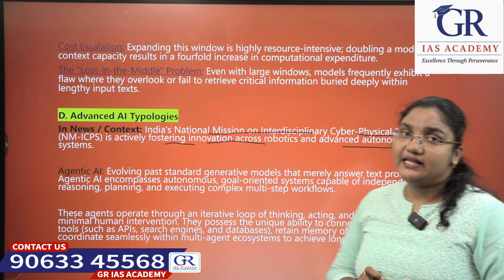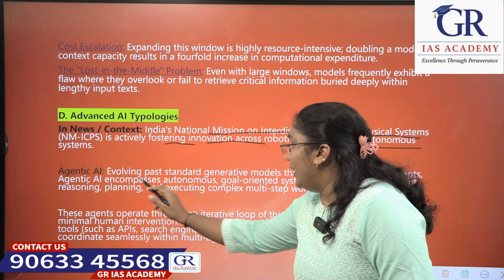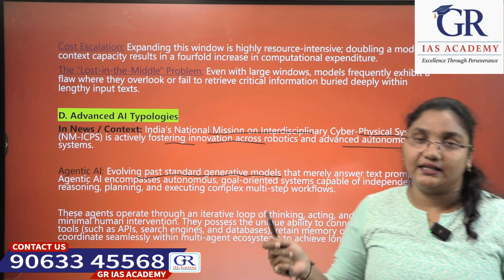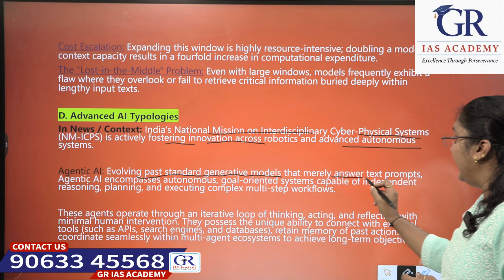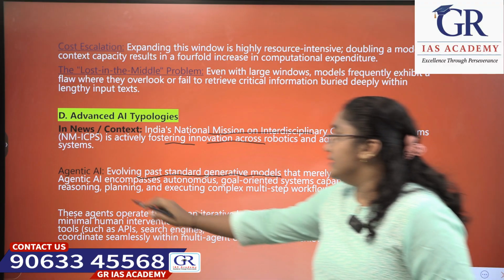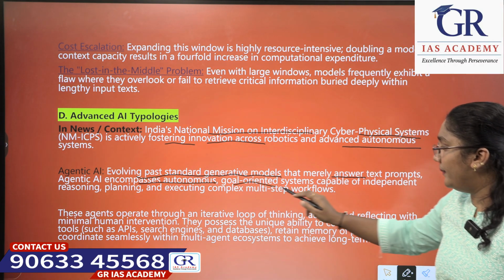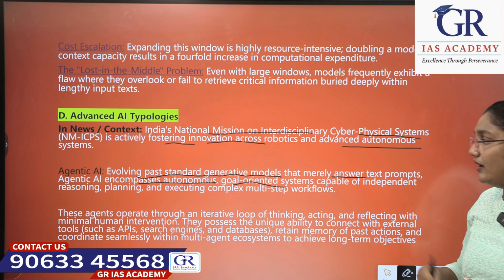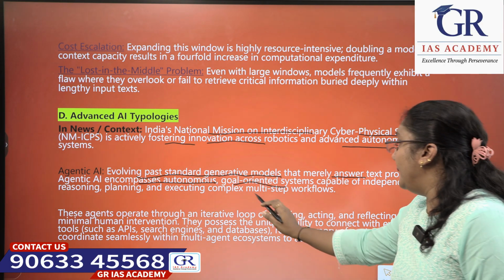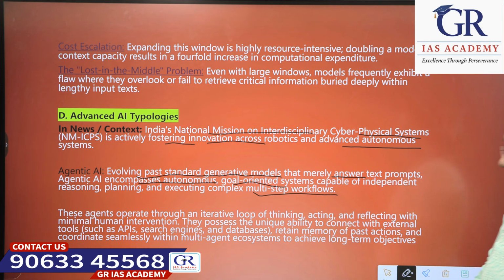We have agentic AI in it. What is this agentic AI? It is evolving past standard generative models that merely answer text prompts. Agentic AI encompasses autonomous goal-oriented systems capable of independent reasoning, planning and executing complex multi-step workflows. This is what agentic AI refers to.